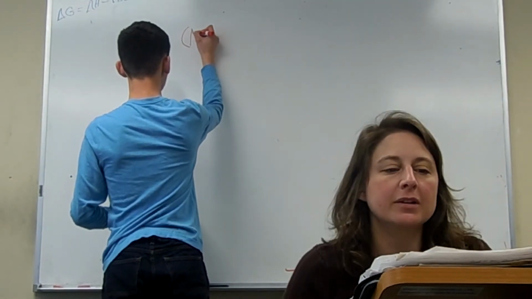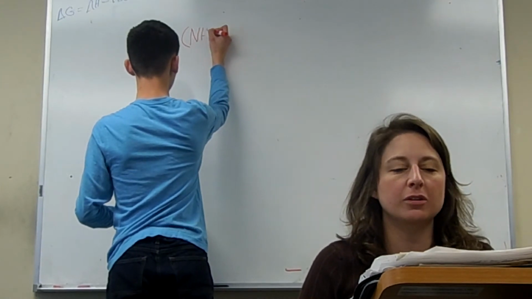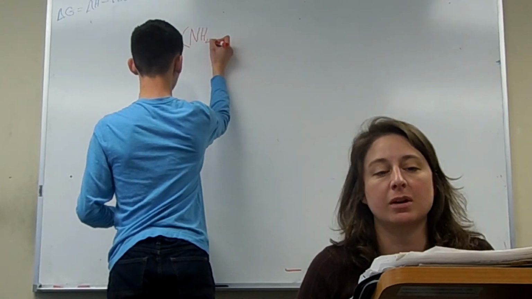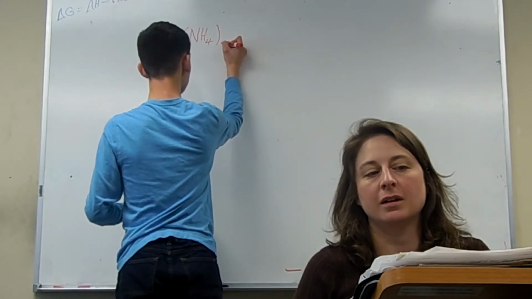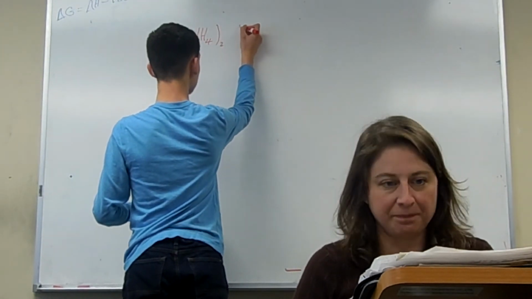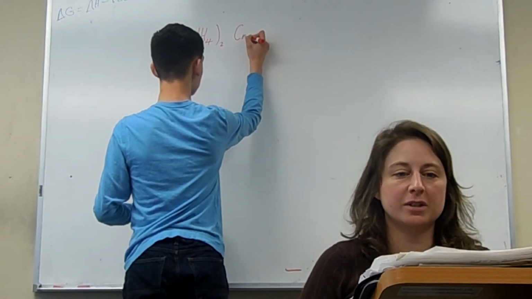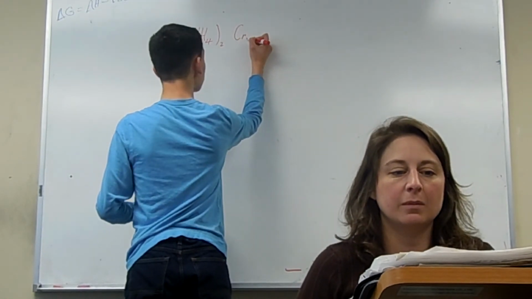So while he's putting up a balanced equation, number 2 says, why is the enthalpy of formation for nitrogen gas 0? Lily? Because nitrogen is in its elemental form. Yeah. Nitrogen's an element or some similar answer. Perfect.